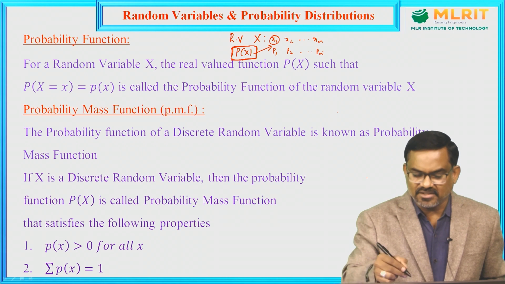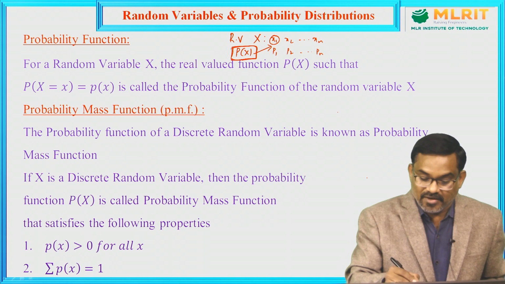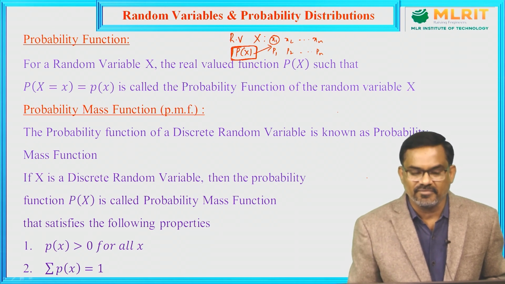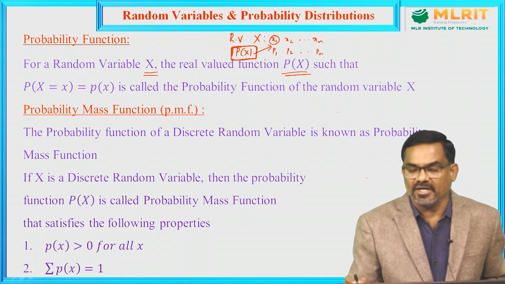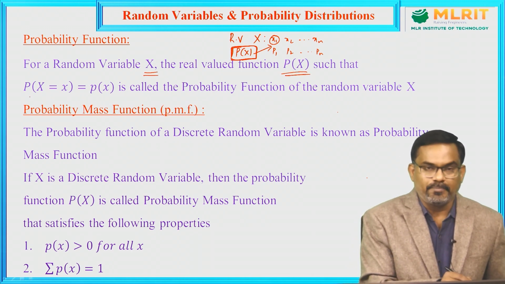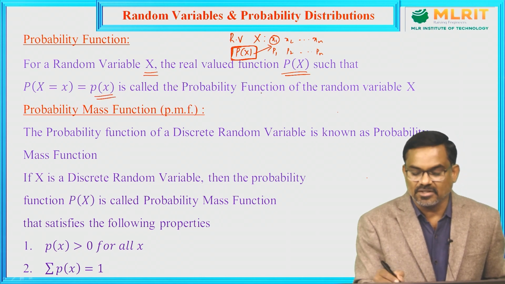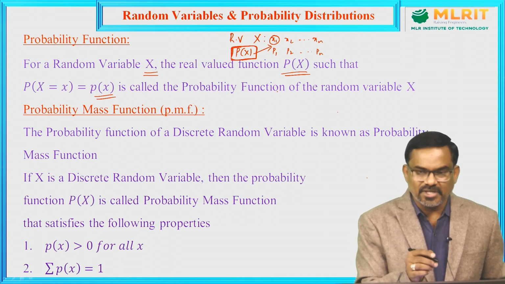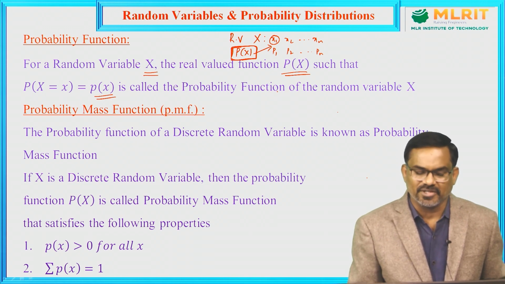Similarly, we can define the same in the case of a continuous random variable also. So, a function using which we are able to find the corresponding probabilities is called a probability function. So, for a random variable capital X, the real valued function p of x, such that p at capital X equal to small x is the probability of that small x, is called the probability function of the random variable capital X. So, simply, the function using which we can calculate the probabilities is called the probability function.